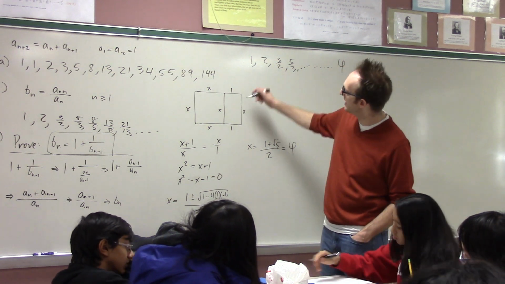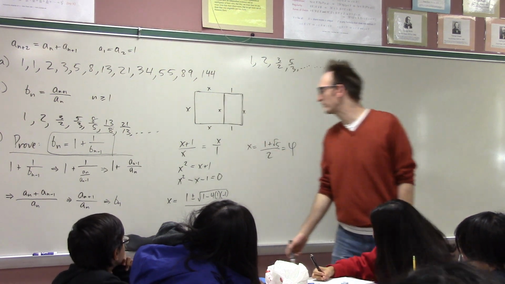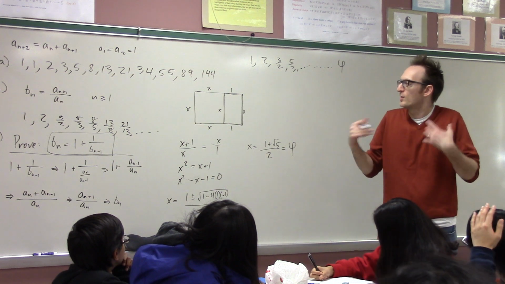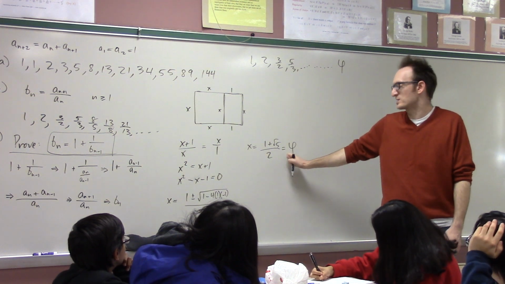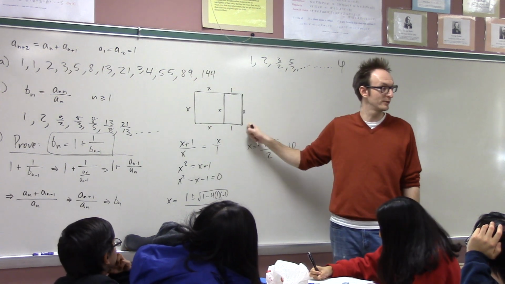And because of the way I set this up, in the ratio x to 1, I haven't just found x, I've actually found all of them, because this is the ratio between the long side and the short side of any golden rectangle.